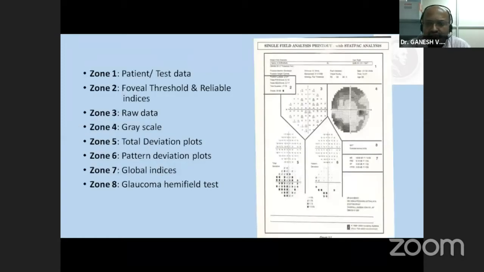So when you see a visual field, you have certain zones. Zone 1 is the patient and the test data information. Zone 2 is foveal threshold and the reliability indices. Zone 3 is the raw data. Zone 4 is the grayscale. Zone 5 is the total deviation plots. Zone 6 is the pattern deviation plots. And Zone 7 is global indices, and then glaucoma hemifield test.